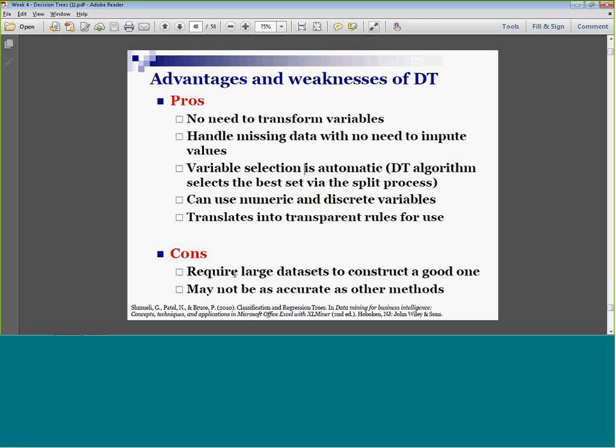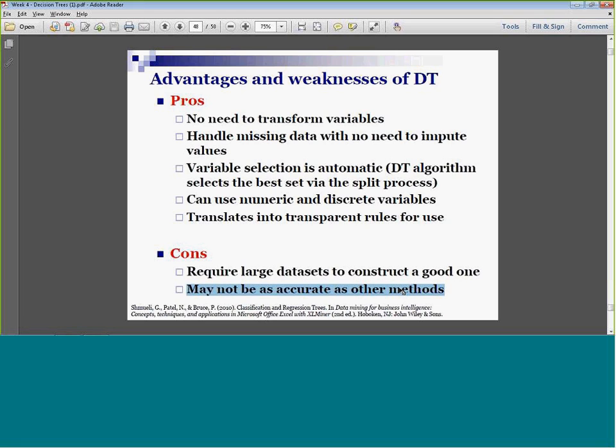What are the cons? Well, you really need to have a pretty good data set, a large data set, to get a good tree with lots of possible split values and lots of possible split variables. And it may not be as accurate as other methods.